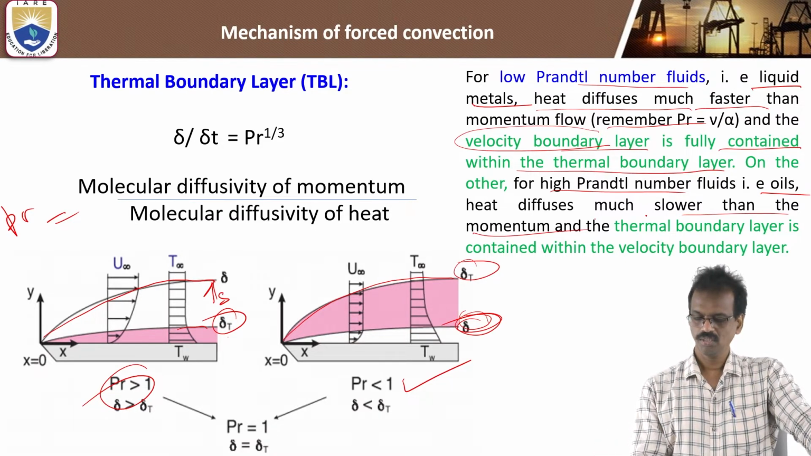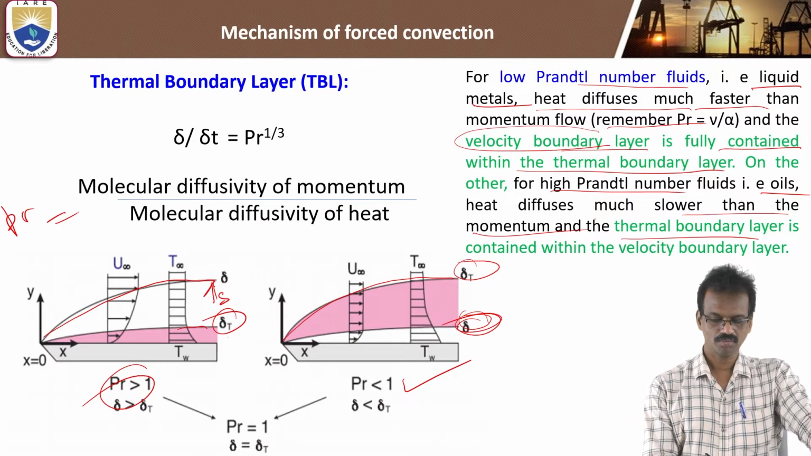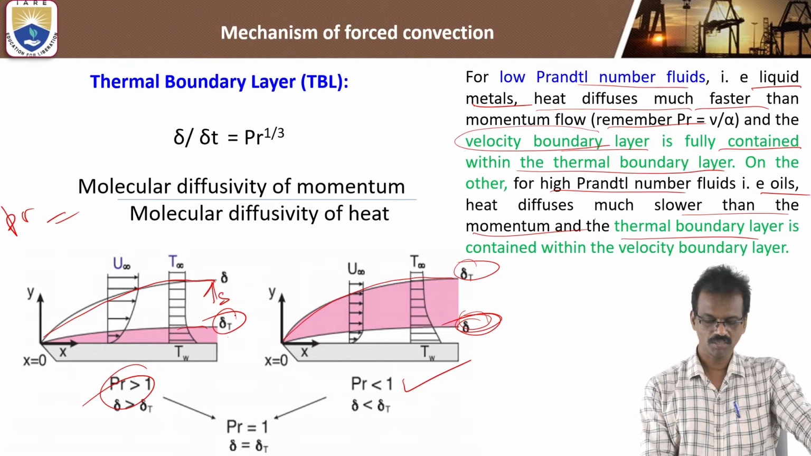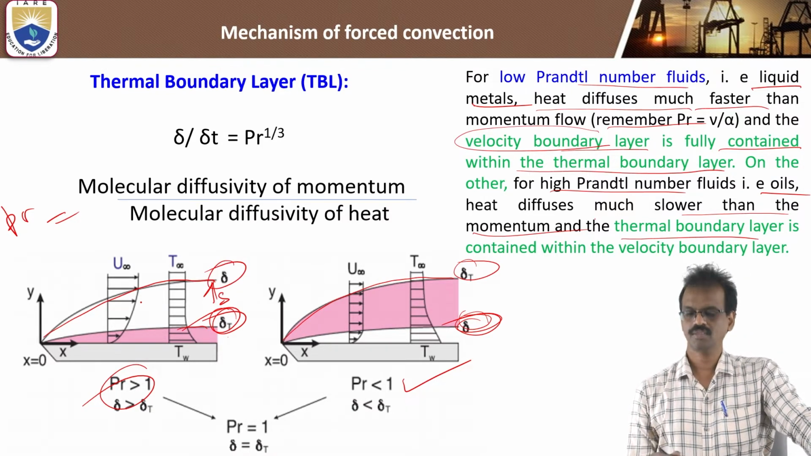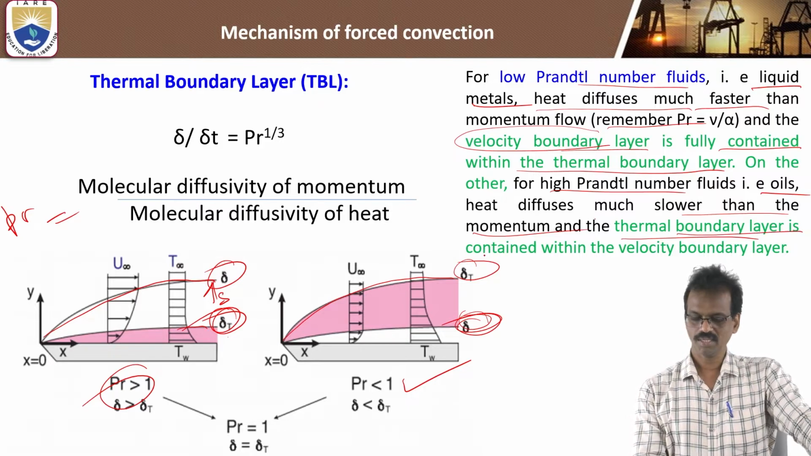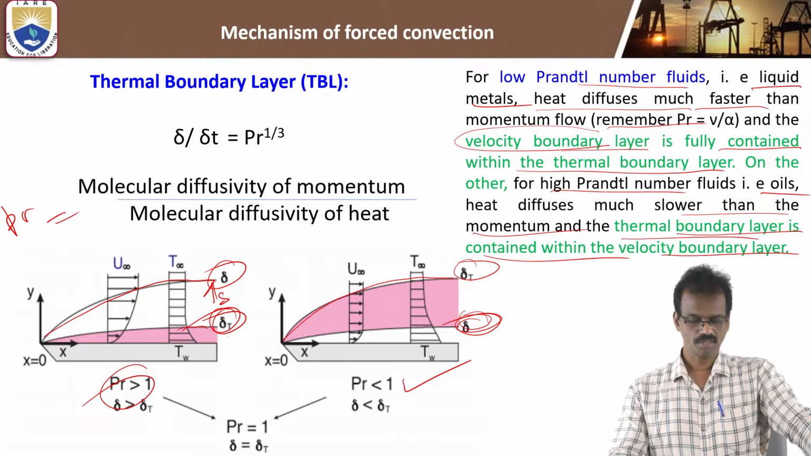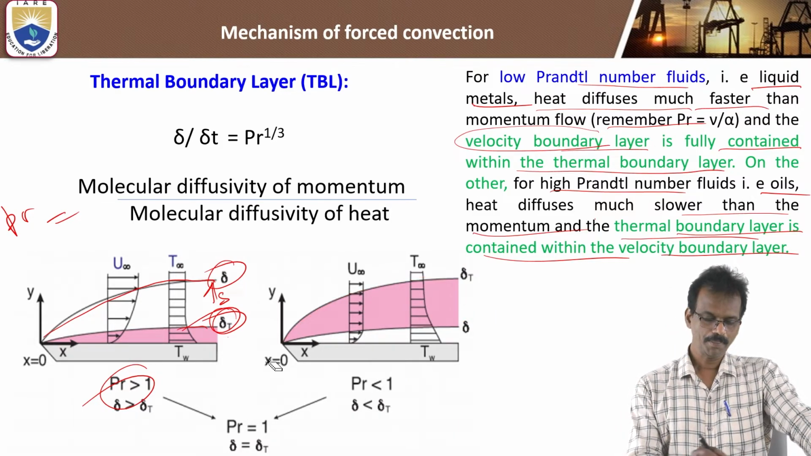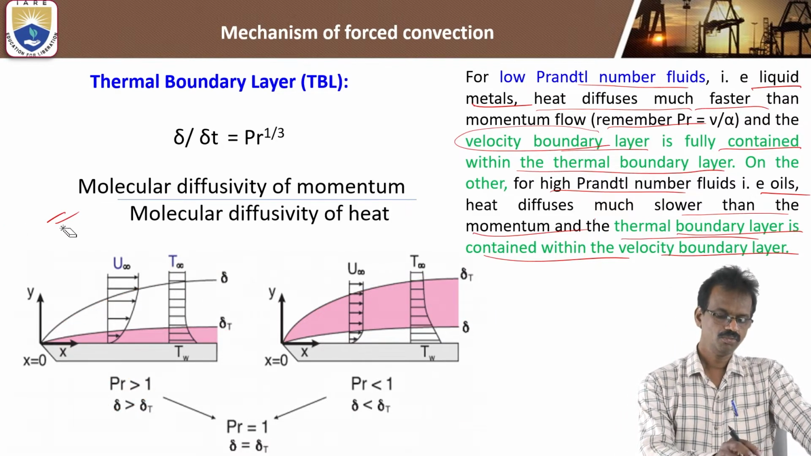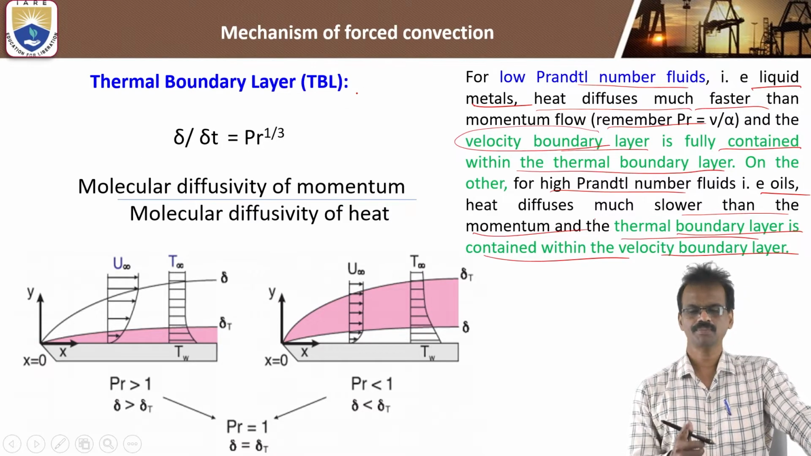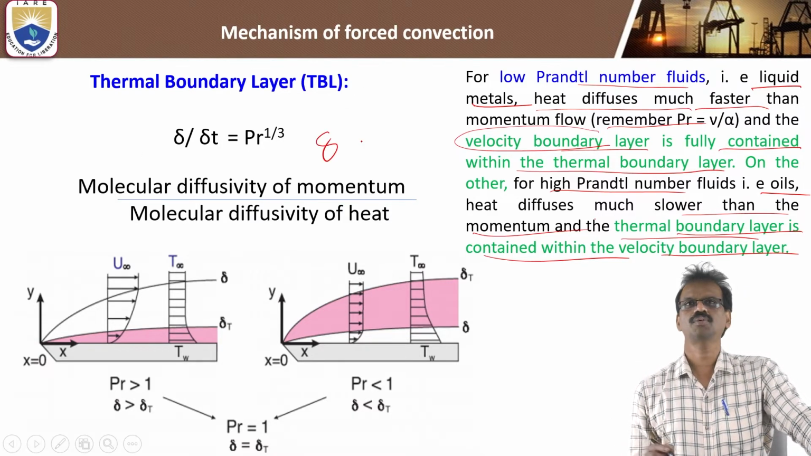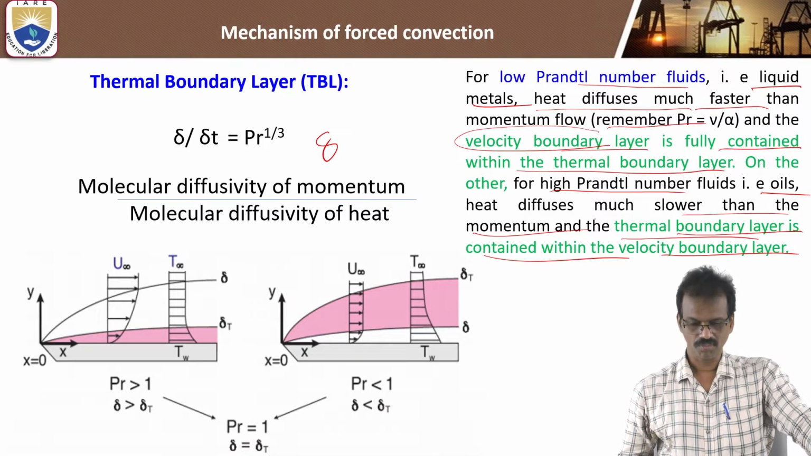It means this is the thermal boundary layer, and this thermal boundary layer is completely covered by the velocity boundary layer. So this thermal boundary layer is contained within the velocity boundary layer. How to identify this type of relationship with the help of the Prandtl values? You know that the Prandtl value is velocity boundary layer thickness by thermal boundary layer thickness. You have to remember this one.